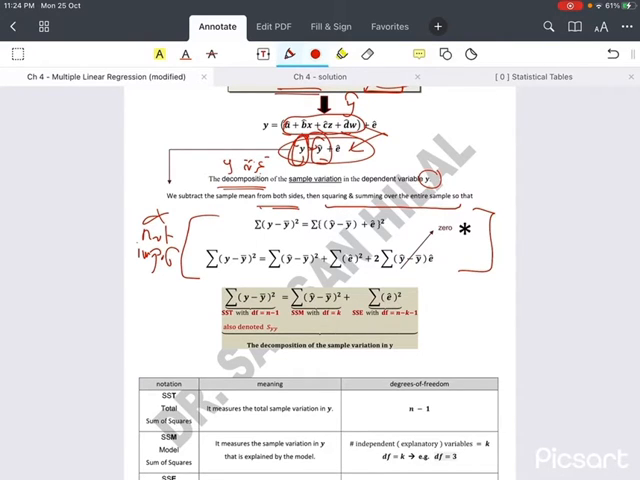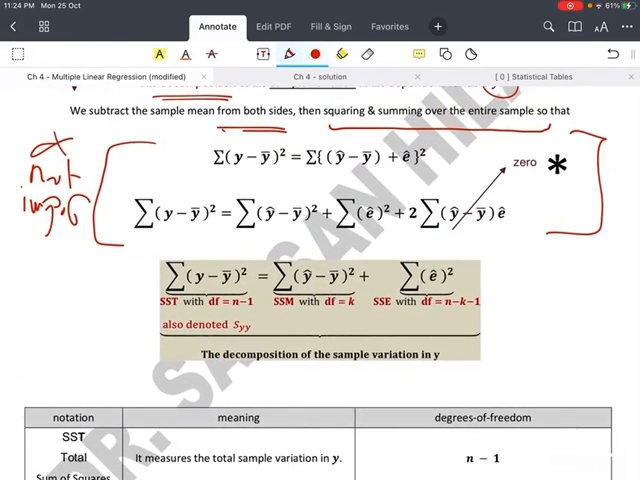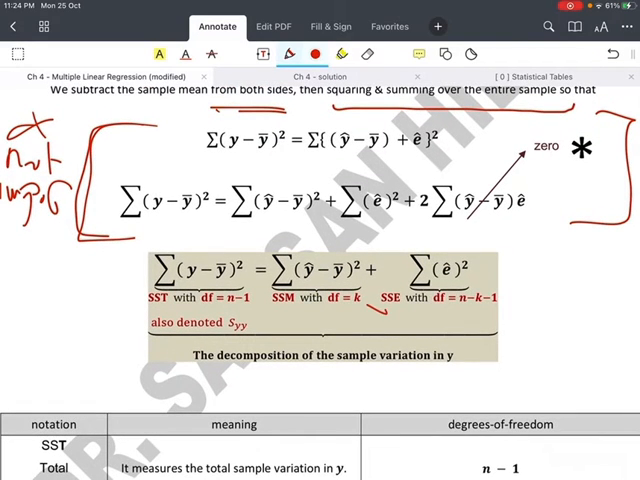y hat and e hat. So this e hat, they call it, okay, after this step they reached this step, which is the sum of e hat squared. Okay, and this they call sum squared error, with degree of freedom n minus k minus 1. Okay, n minus k minus 1.